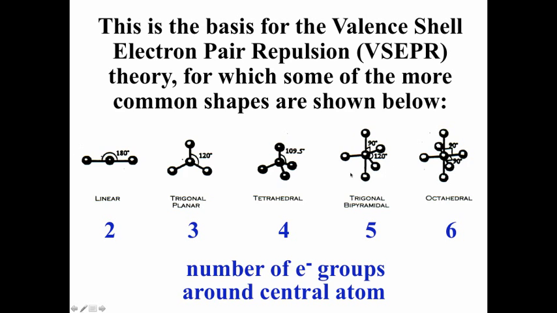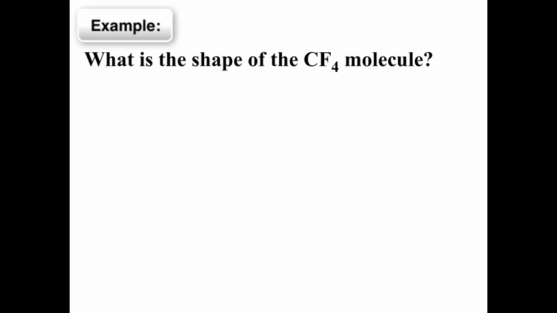These are shapes and numbers of electron groups that you're going to need to practice with and get familiar with, and hopefully pretty soon you'll get the general idea and become expert in this. The way to help you develop your understanding is to look at some examples. So what is the shape of a CF4 molecule, carbon tetrafluoride?